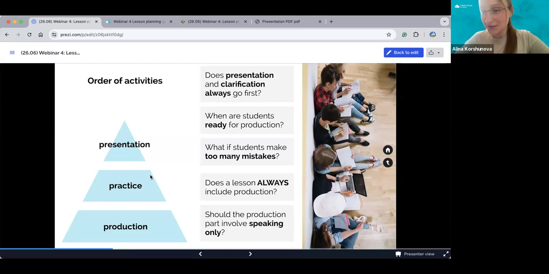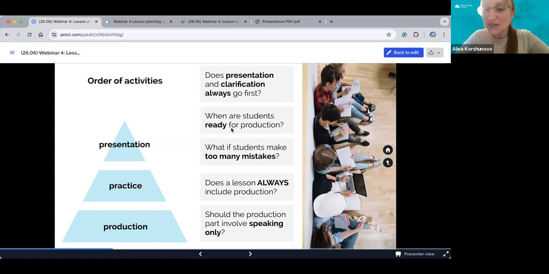See how well they can do something and then clarify. Or start with a productive task. Ask them to communicate about something, to talk about something, and then clarify what they need or something that they struggle with. So try to do it in a different way. Yes, clarification, presentation should not always go first.